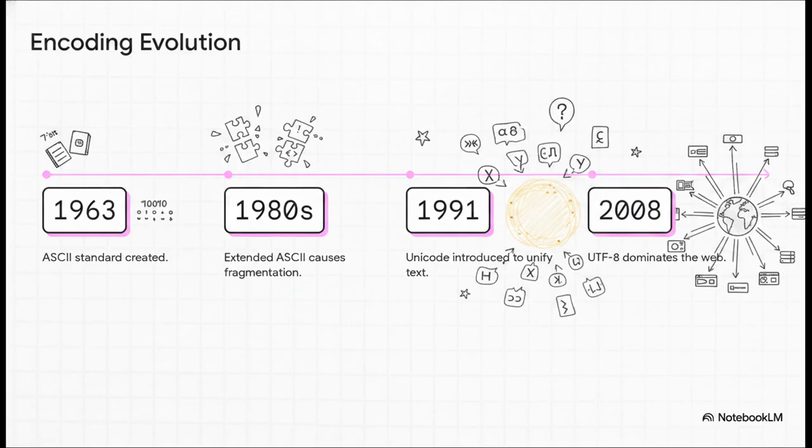We start in 1963 with our 7-bit American standard, but as computers exploded globally in the 1980s, we hit a massive wall, which led to a highly fragmented era known as extended ASCII. Fast forward to 1991, and the computer science world realized it needed a total reset, so they introduced Unicode. And finally, by 2008, the encoding format known as UTF-8 officially took over the web, unifying our digital text forever. So what exactly happened in the 80s to force such a massive paradigm shift?